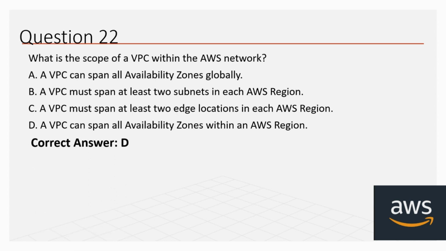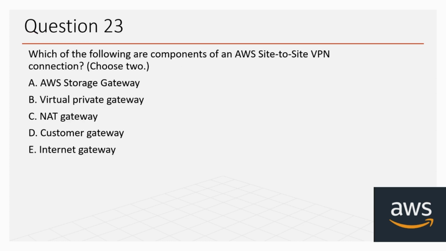The correct answer is D, that a VPC can span all AZs within an AWS region. So that's the scope of a VPC in the AWS network. It can span over all the availability zones within an AWS region. Now let's look into the next question, which is question number 23.